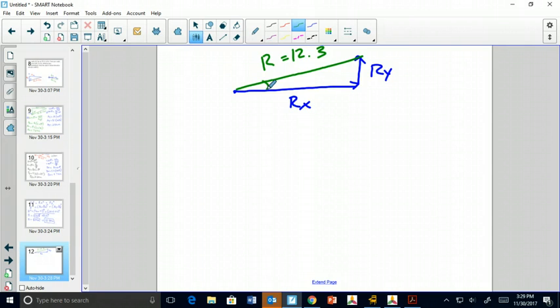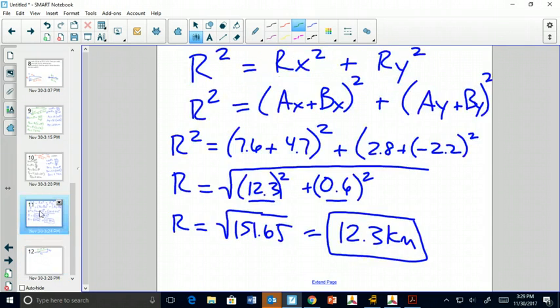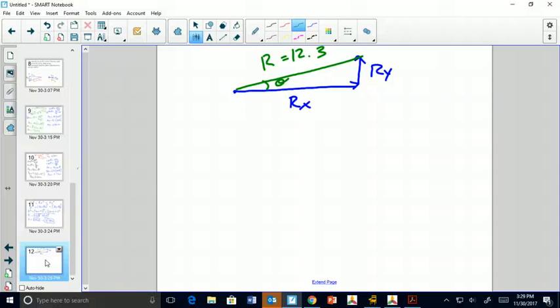But what I need to know is, what is that angle? We know that my Rx is 12.3. I'm rounding both. You notice those are the same numbers, right? And I apologize, I just noticed that myself. And again, that's because this 0.6 is so small. So we know that this is 12.3, and we know that this is 0.6. So using that, we're going to use our theta equation.